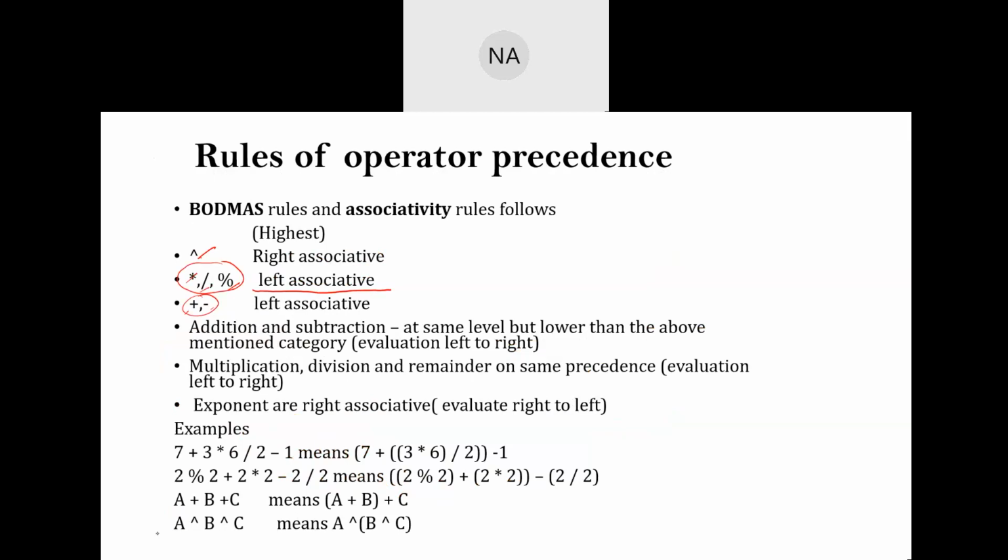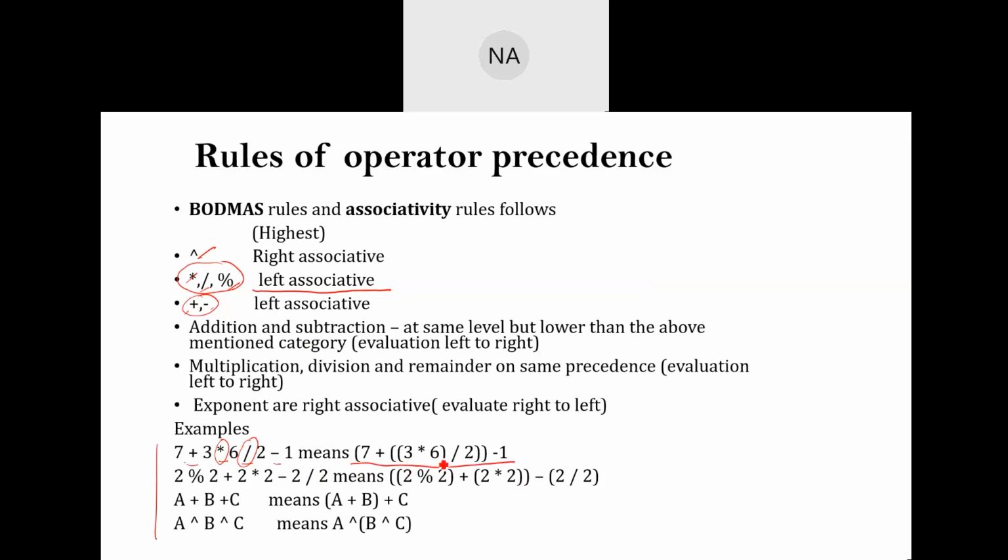Now consider the examples. 7 plus 3 into 6 divided by 2 minus 1. This expression involves sum, multiplication, division, and minus. Multiplication and division have higher precedence over plus and minus, so they will be evaluated first. Which one will be evaluated first? Multiplication is at the left of division, so associativity is from left to right, so multiplication will be evaluated first. So the equivalent expression using parentheses is this.